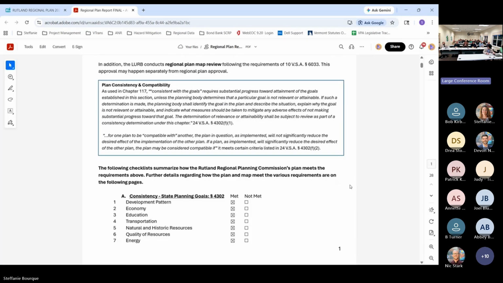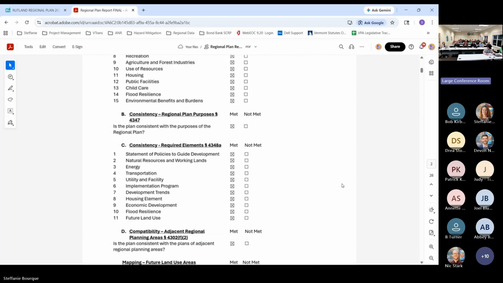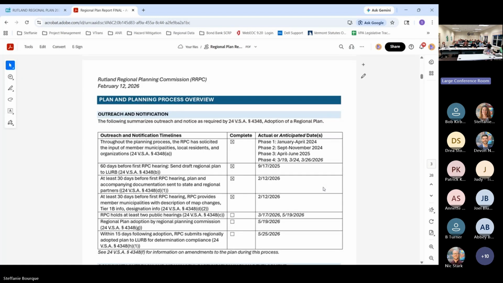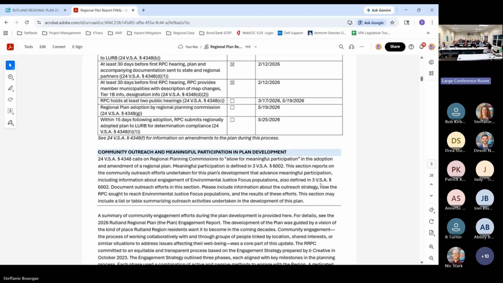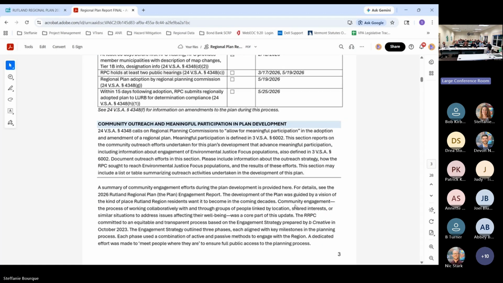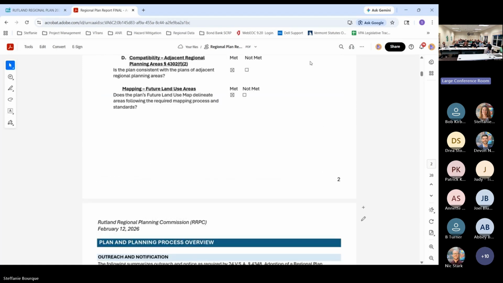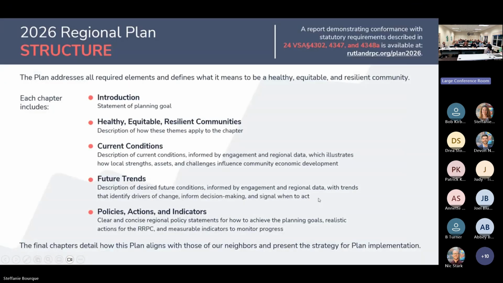As you'll see, this is a form developed by the Land Use Review Board. We had to submit this form with the pre-application draft of the plan, and we'll have to submit this form with the adopted version of the plan. It basically lays out in 28 pages exactly where you'll find in our plan compliance with all the statutory requirements for state planning goals, as well as regional plan elements.